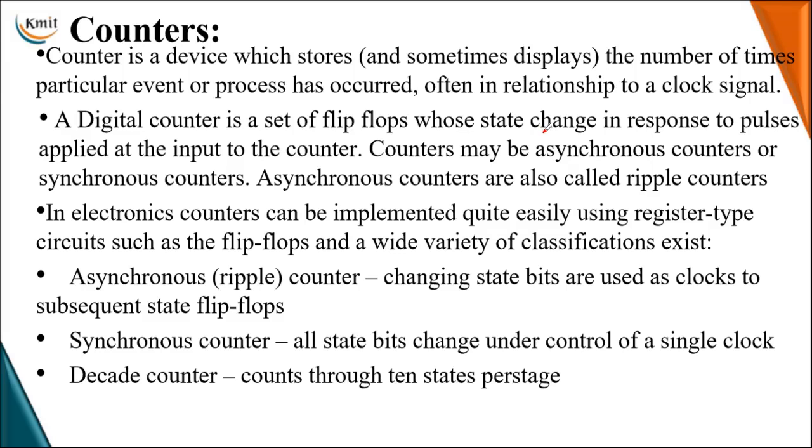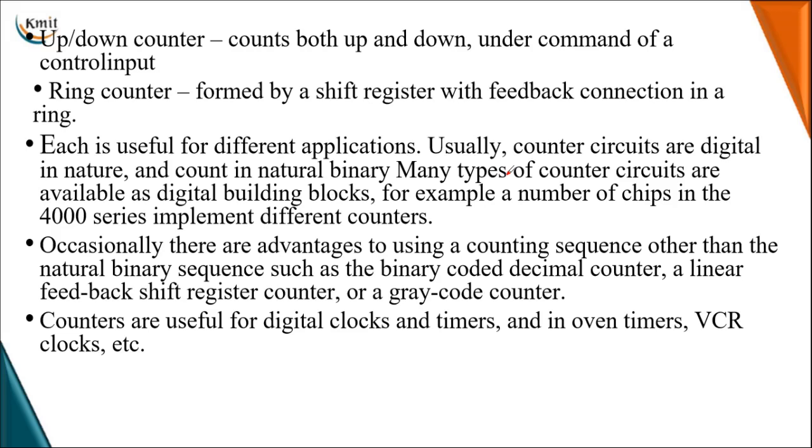Another type of counter is based on modulus. Based on how many states it can generate, we can classify counters, for example decade counters, which give only 10 states like the decimal number system. It counts 0 to 9 only, and after that the decimal counting starts again from 0. In special applications we use Gray code.